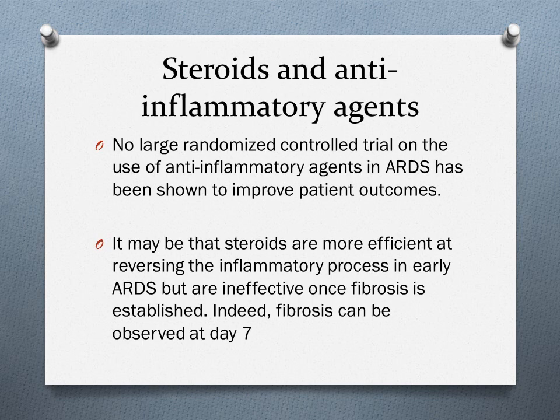So what about the role of steroids and anti-inflammatory agents in acute respiratory distress syndrome? Basically, no large randomized controlled trial on the use of anti-inflammatory agents in acute respiratory distress syndrome has been shown to improve patient outcomes. But it may be that steroids are more efficient at reversing the inflammatory process in early acute respiratory distress syndrome, but are ineffective once fibrosis is established. And indeed, fibrosis can be observed at day 7 of acute respiratory distress syndrome.